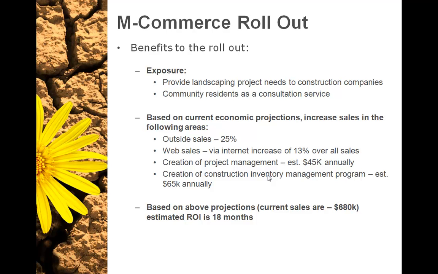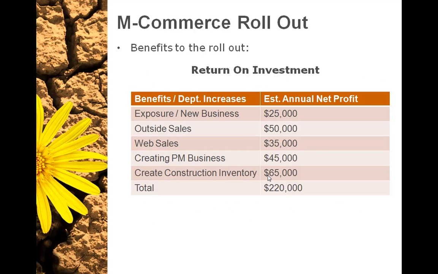Creating a project management department and project management tasks will increase $65,000 annually. $45,000 annually, excuse me. And the creation of a construction inventory management program will be $65,000 annually. Based on a return on investment, we see this happening within 18 months. And here are our totals here.